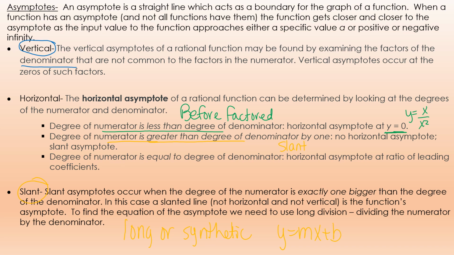Okay, and then our last one that we're going to look at is if the degree of the numerator and denominator are equal to each other, so if I have y equals 2x squared over 5x squared, then you're going to take the coefficients of those x squared terms, and your horizontal asymptote in this example would be 2 over 5.